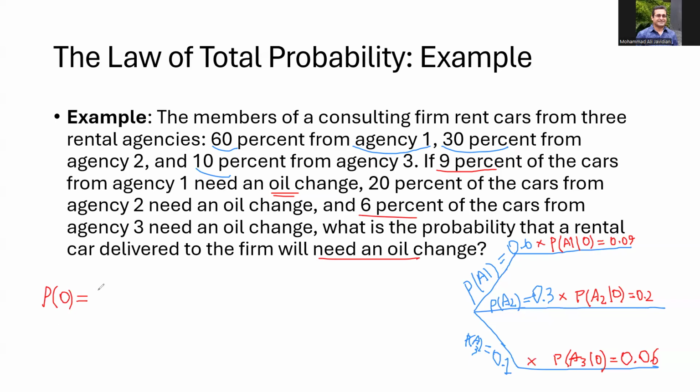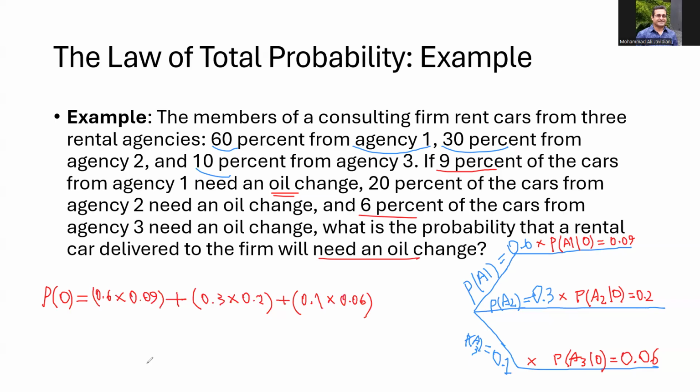So 0.6 times 0.09, plus 0.3 times 0.2, plus 0.1 times 0.06.